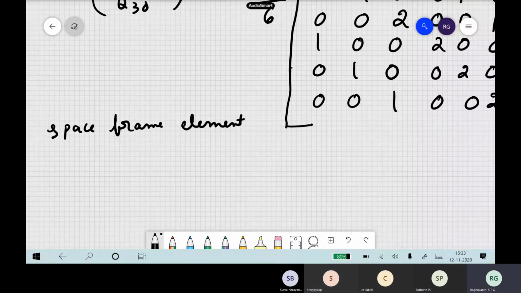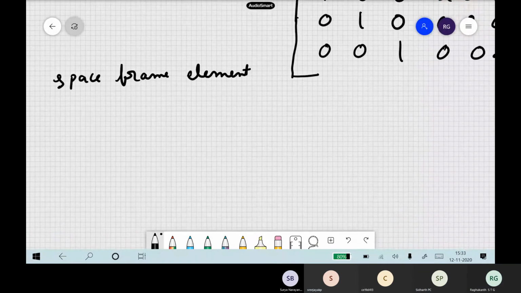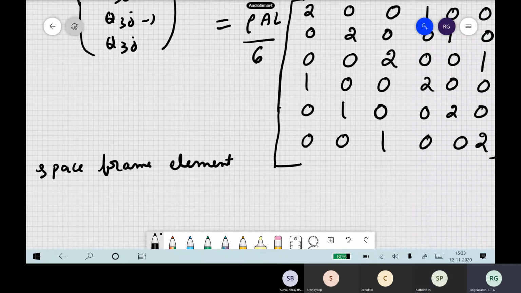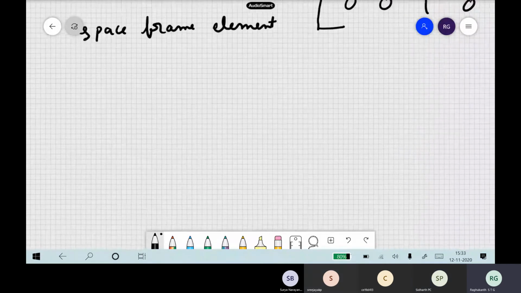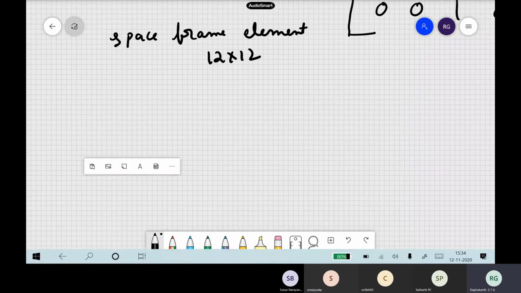So what will be the consistent mass matrix size? Here we are having 6 by 6, so there it will be 12 by 12. It is very easy. You know the shape functions, then simply you follow, arrange and get. For the planar frame beam element, we discussed the beam element previously. So for beam elements, what will be the size of the mass matrix?